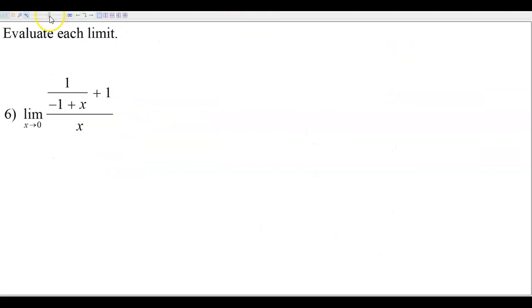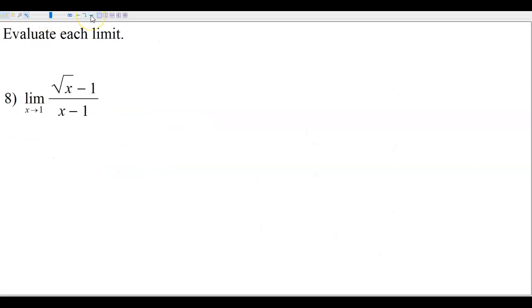Okay? Let's go on here to number 8. Direct substitution is going to fail us again here. Like I said, usually direct substitution does not work. So if I plug in 1 here, I get 1 minus 1, which is 0. If I plug in 1 here, I get 0. So we have 0 over 0.